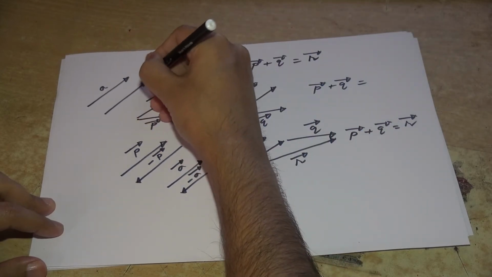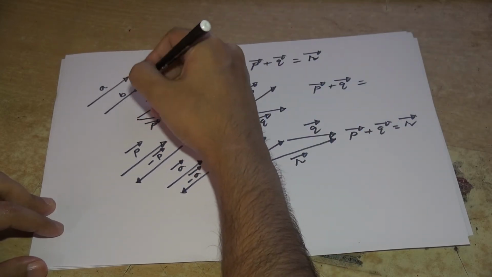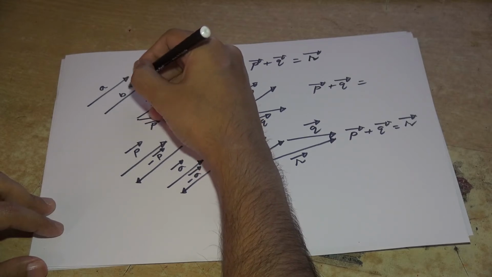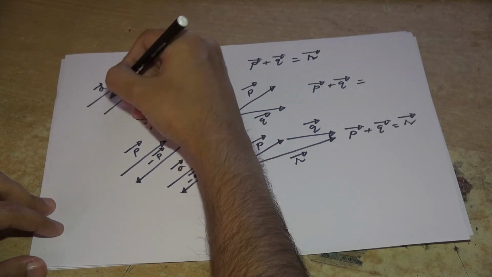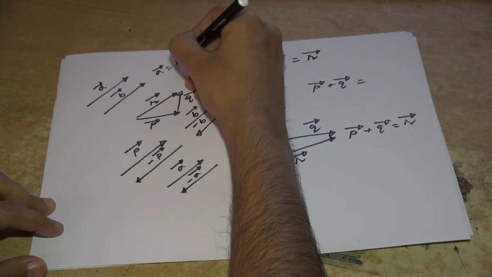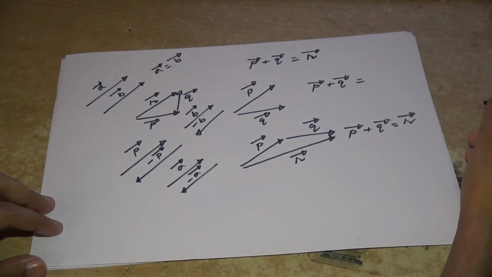And there is one more thing: if you have two different vectors, vector a and vector v, and their magnitudes are the same, then we can say both the vectors are equal.